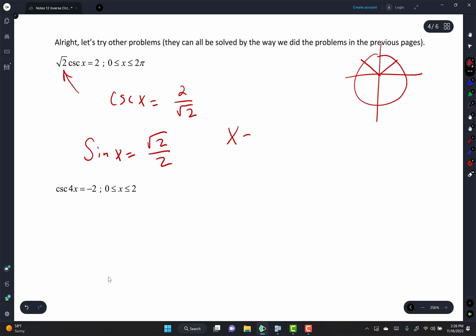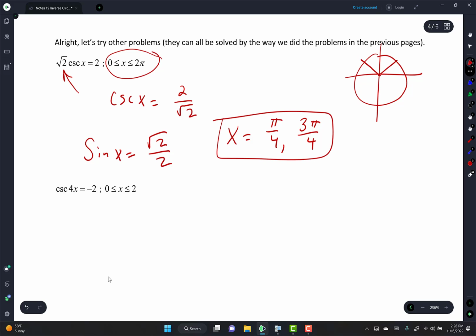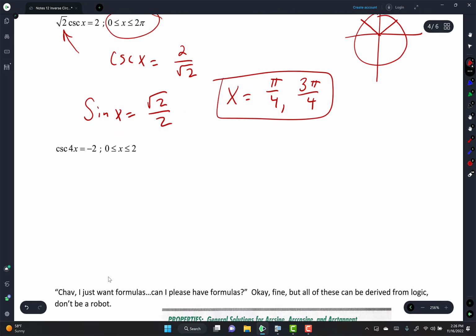Perfect. x equals, the one in quadrant 1 is pi over 4. Is that what you said? And the one in quadrant 2 is what? 3 pi over 4. And because they wanted the answer between 0 and 2 pi, that is it. How do you feel? Do you feel good? Okay.